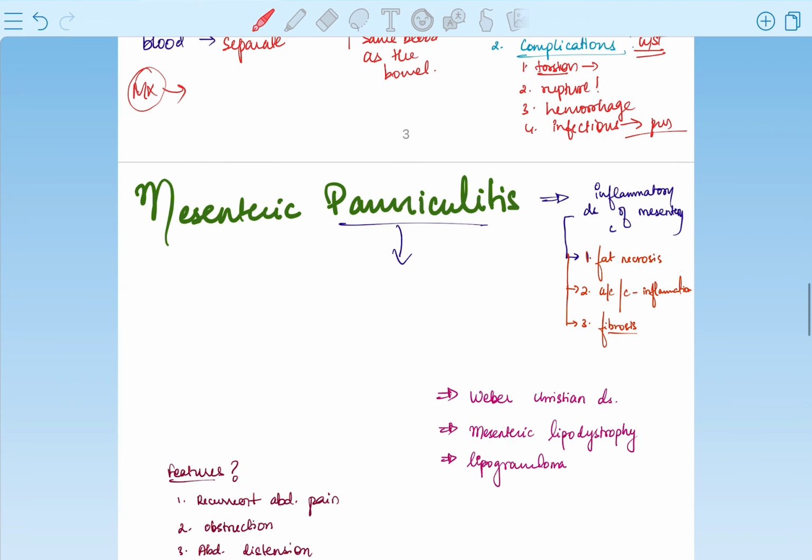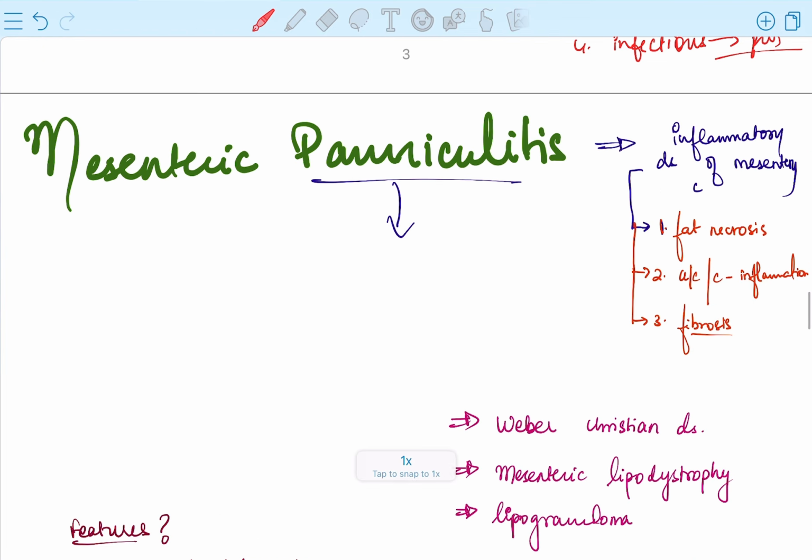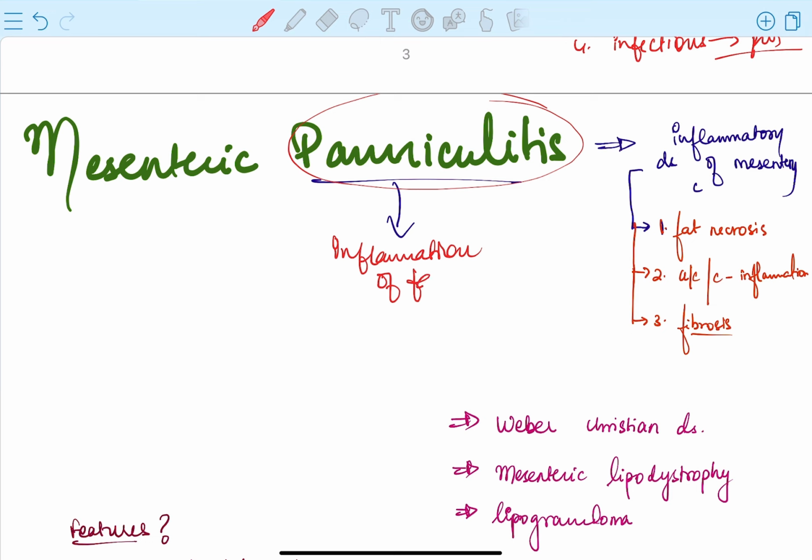Moving on to the next topic, which is mesenteric panniculitis. So as you all know, panniculitis, what is this term panniculitis? Panniculitis is nothing but the inflammation of fat. So the fat in the mesentery is getting inflamed. That is called mesenteric panniculitis.